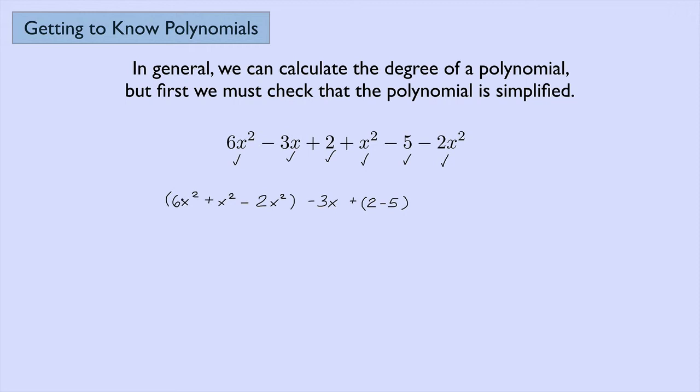And now I can simplify this. So I have 6x squared plus x squared, that's 7x squared, minus 2x squared, that'll be 5x squared. The 3x is still 3x, and then 2 minus 5 is negative 3. And this is a polynomial that is simplified. So now that you know how to simplify polynomials, we can look at the degree of a polynomial.